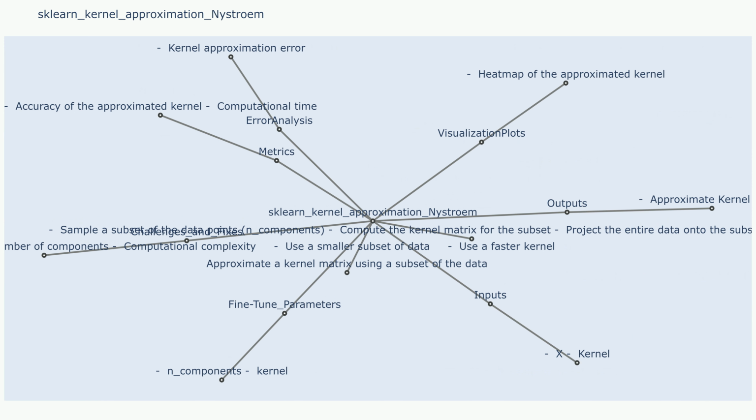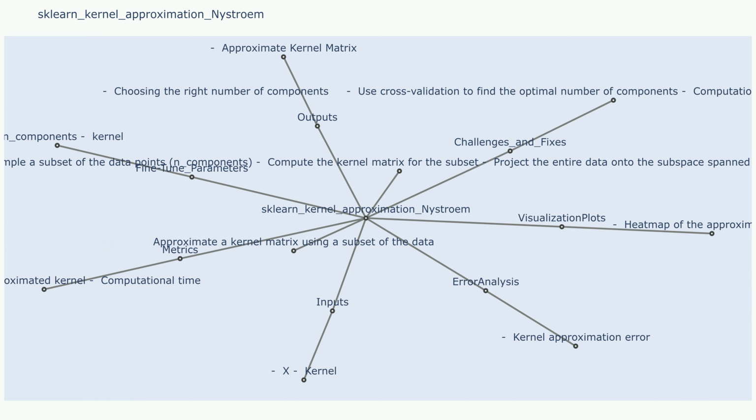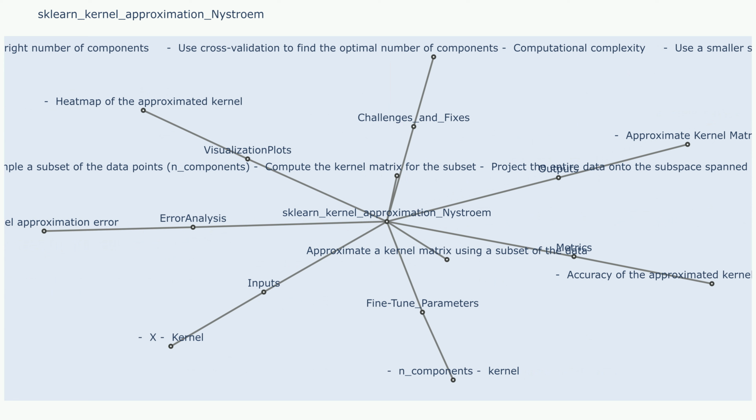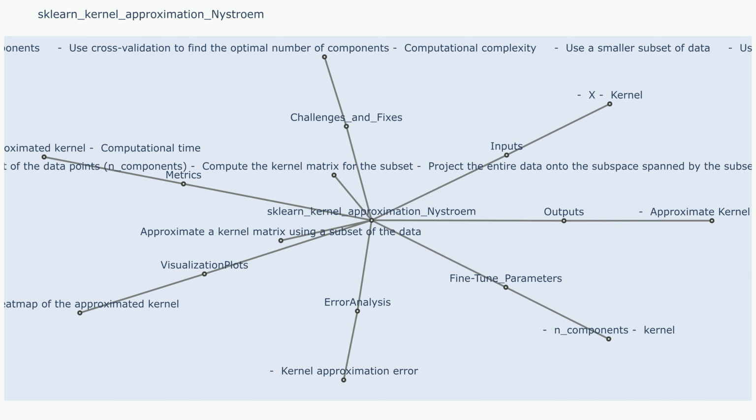Inputs. X: this is the input data, typically a 2D NumPy array where each row represents a data point. Kernel: this defines the kernel function to be used. It can be a string specifying a built-in kernel like RBF, linear, or poly, or a callable function defining a custom kernel. n_components: this determines the number of landmarks to be selected. A higher value leads to a better approximation but also increases the computational cost.